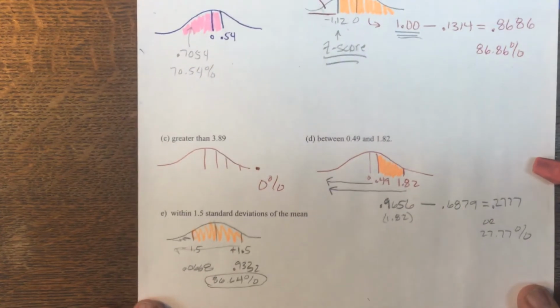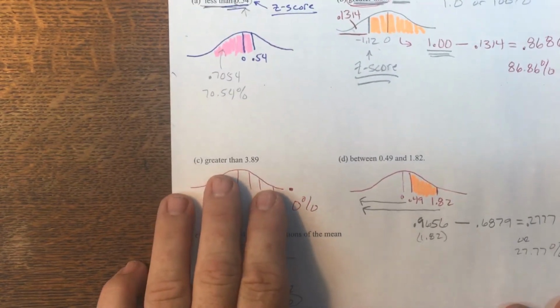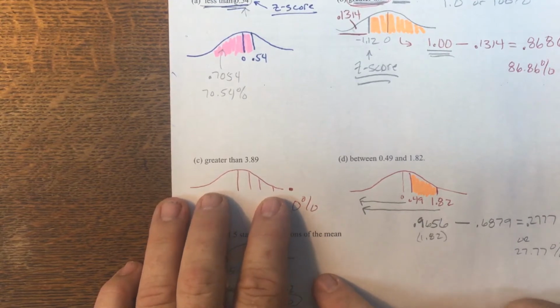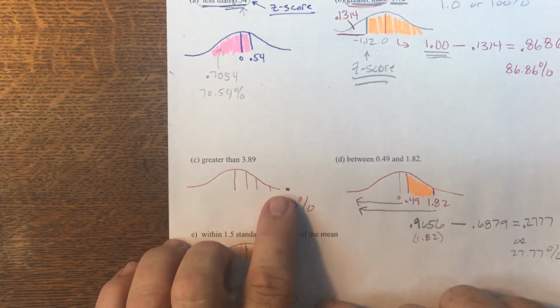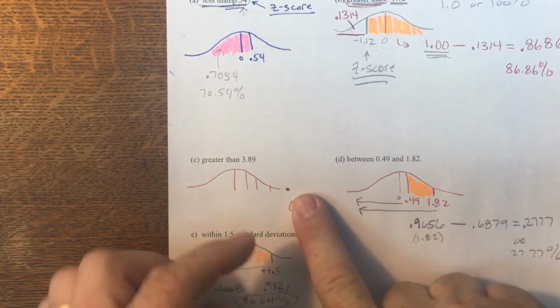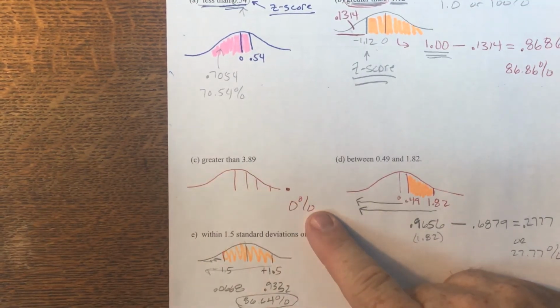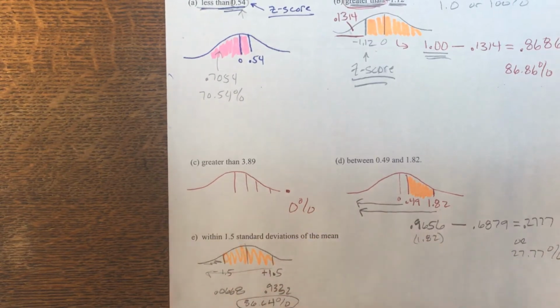Big concept. If you look at greater than 3.89, you're going to notice that there is no number 3.89. It goes to basically 3.5. Anything over 3.5 is either going to have 0% on that side or 100% on that side. So just make sure that you understand that.